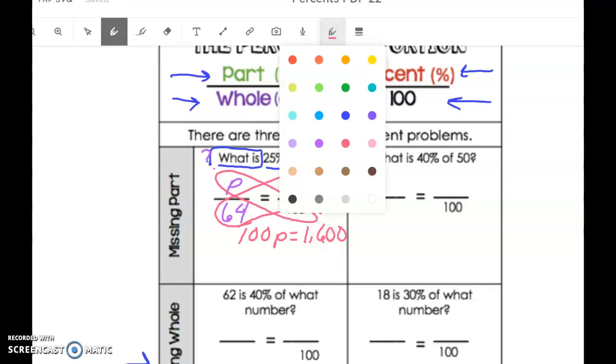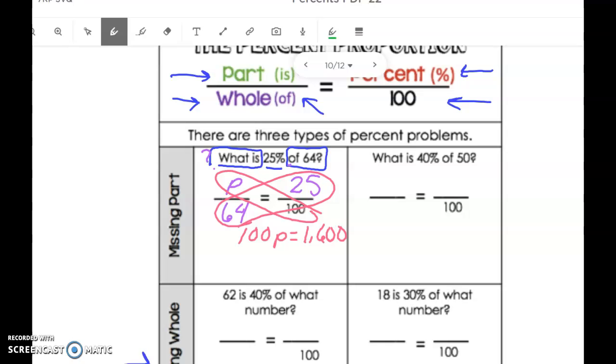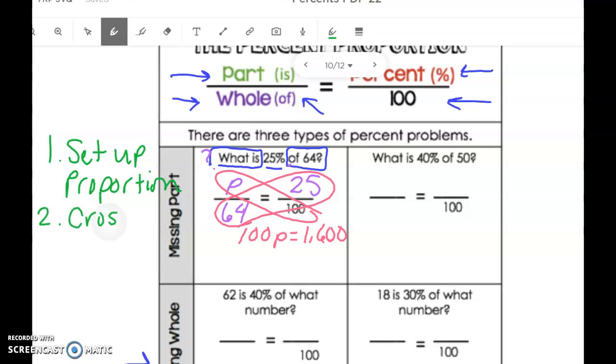All right, so we did our first step, which is cross multiplying. So maybe in your notes, write that the first step actually would be to set up the proportion. Hopefully you have more room than I do. Step 2 would be cross multiply. And step 3 is to divide.